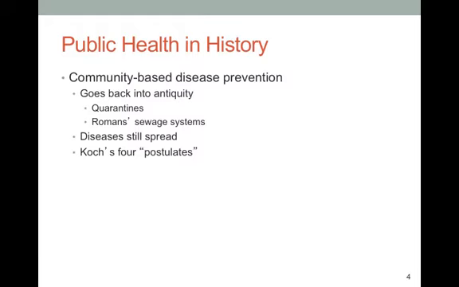Now, Koch came up with 4 postulates, and he was a scientist, and these 4 postulates have helped us define diseases. They established that the organism is the cause of a particular disease, and permitted public officials to incorporate quarantine while allowing physicians and scientists to identify, isolate, and inoculate the population against the disease.